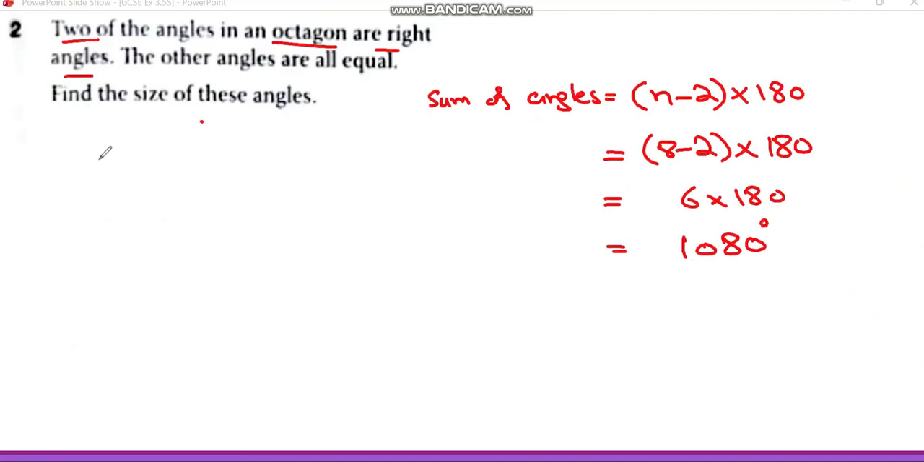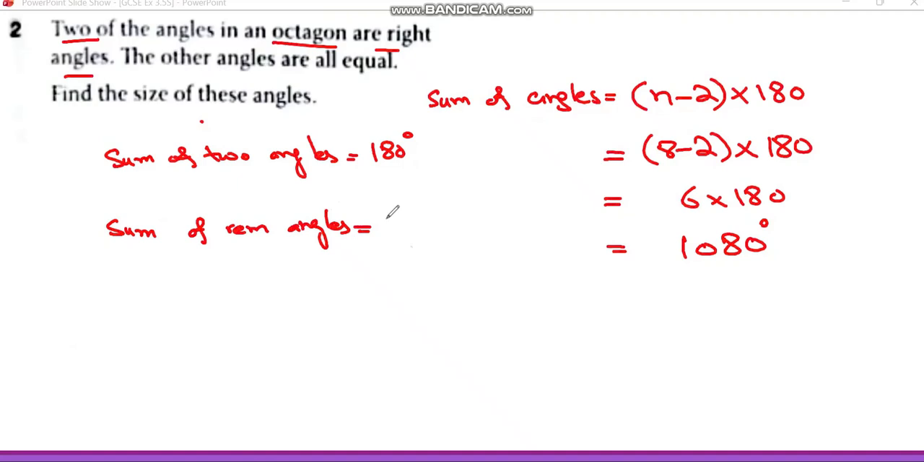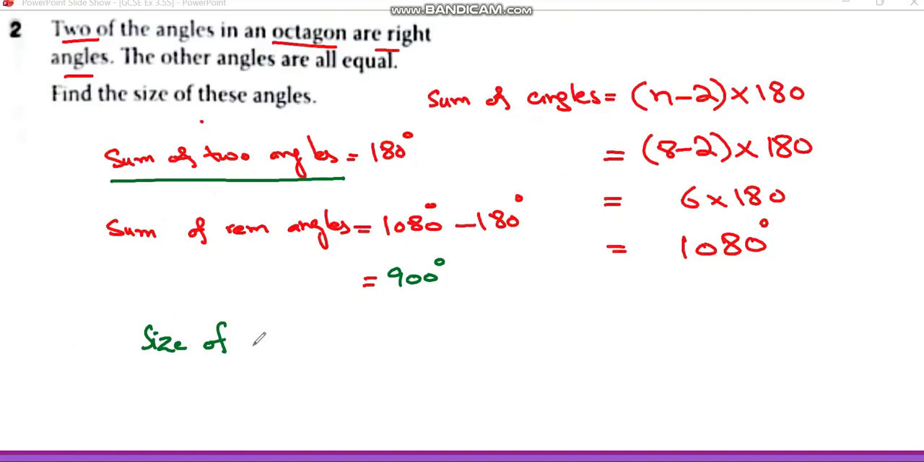As we know that two angles are already given, their sizes should be 90 degrees. So in total, the sum of 2 angles is 180. First we need to find the sum of all remaining angles. The sum of remaining angles should be 1080 take away 180 degrees, and that will be 900 degrees. There are 6 remaining angles because we have already subtracted the size of 2 angles, and these 6 angles have equal sizes. So let's divide 900 by 6 to get the size of one angle. The size of each angle will be 900 divided by 6, and that will be 150 degrees. Now let's proceed to the next question.